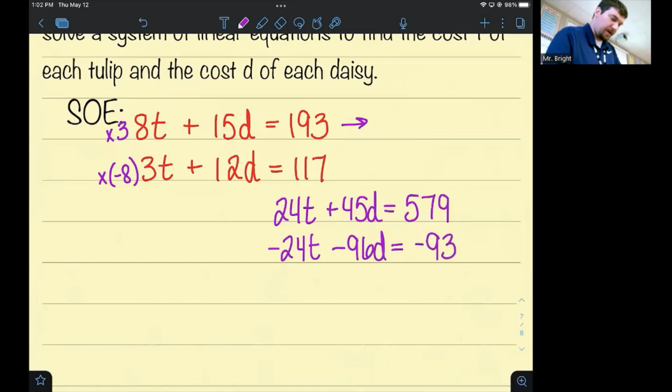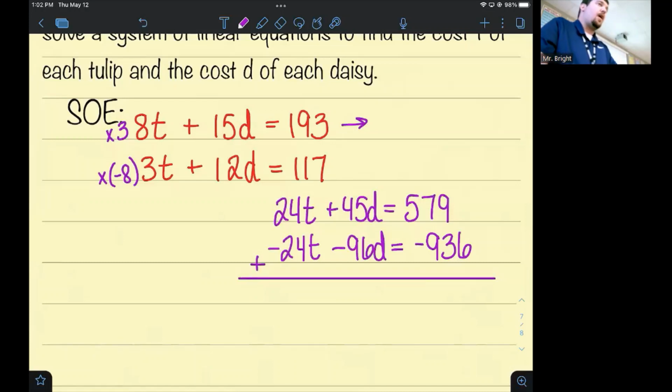-936. Okay. So we'll add these together. Our T's will eliminate. Our D's will not eliminate. I'll have a negative number of them. What will I get when I add 45 and -96 together? Christian? 51? -51, okay. -51D.